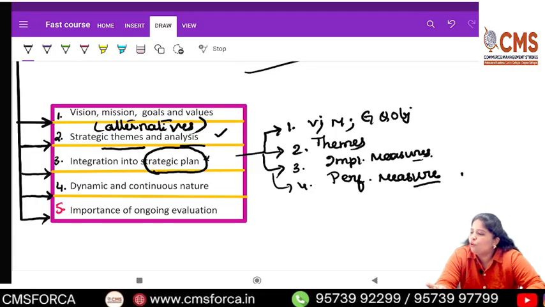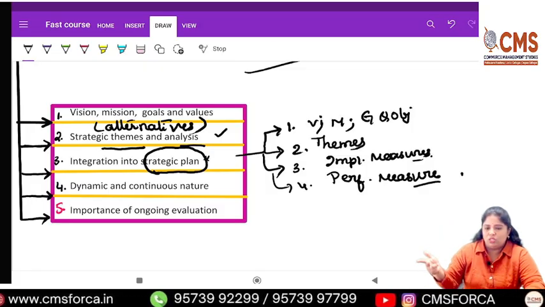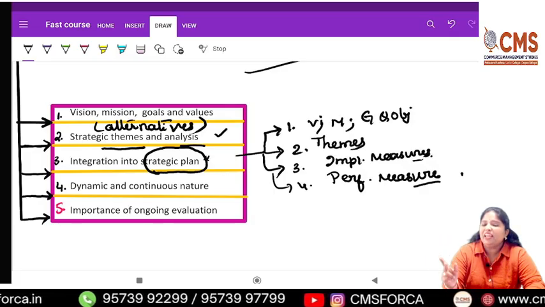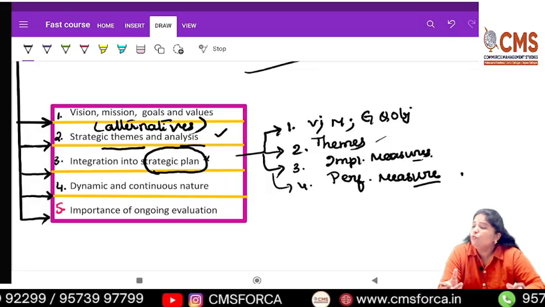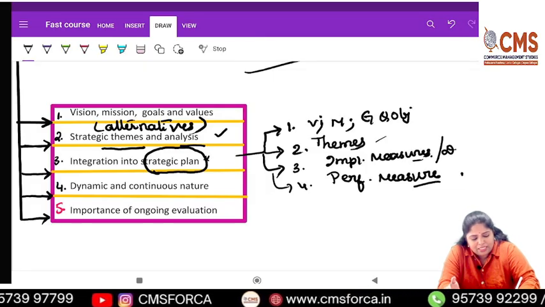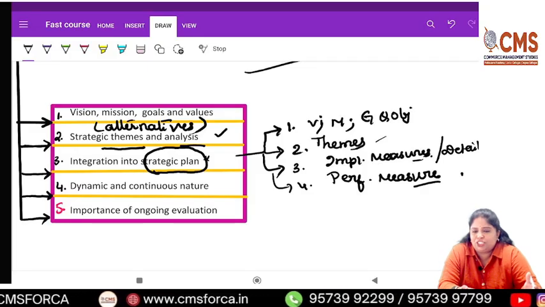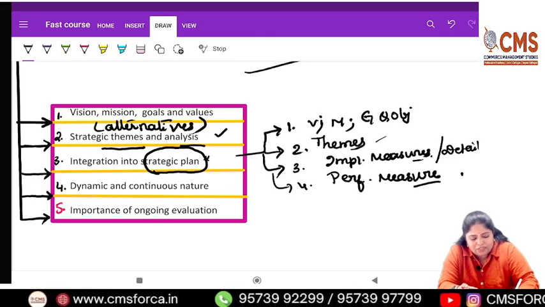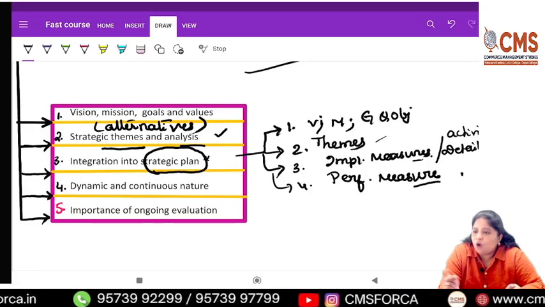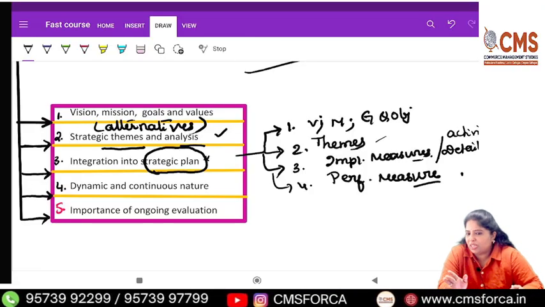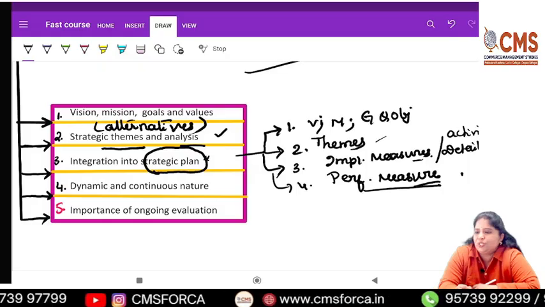So what are the four components we have given here? Vision, mission, goals and objectives should be integrated in a strategic plan. Then themes, and the detailed actions you are going to take to bring your strategy into action. Detailed activities. And once your strategy comes into action, how best it has worked for the organization, you need good strategic performance measures.